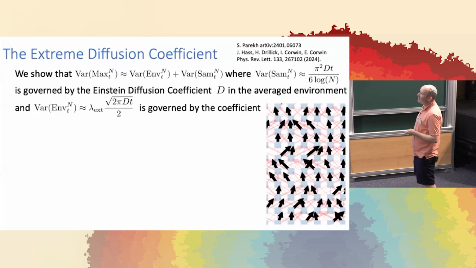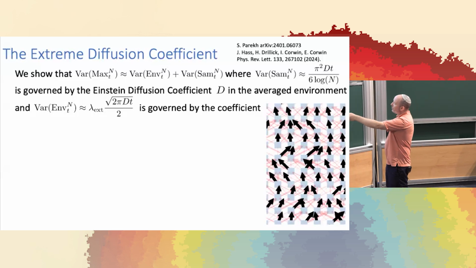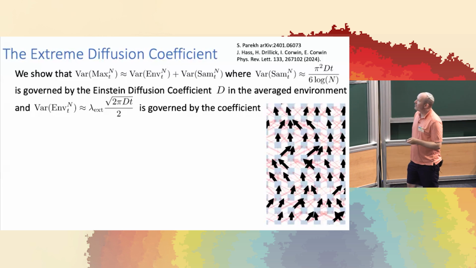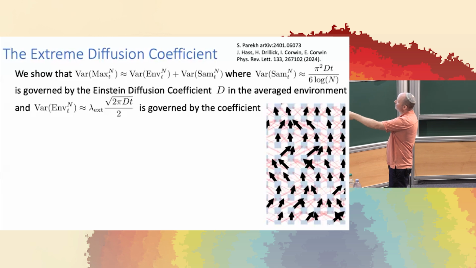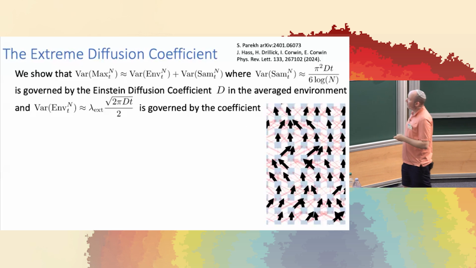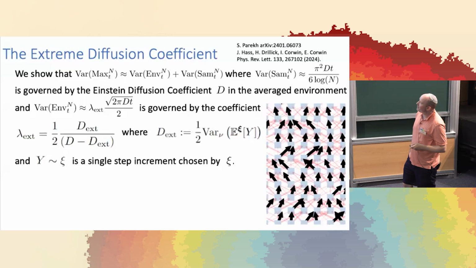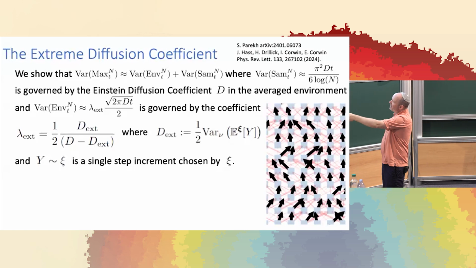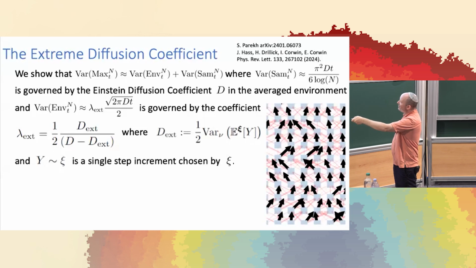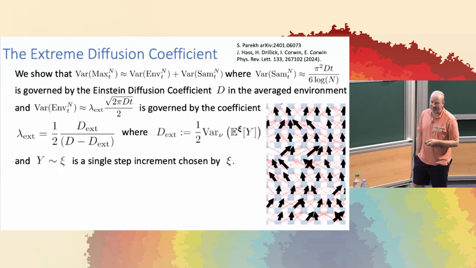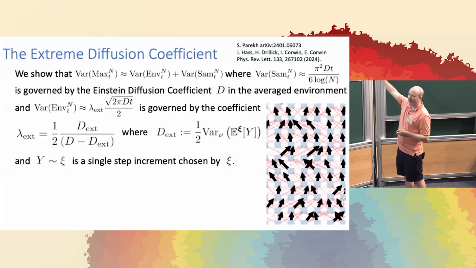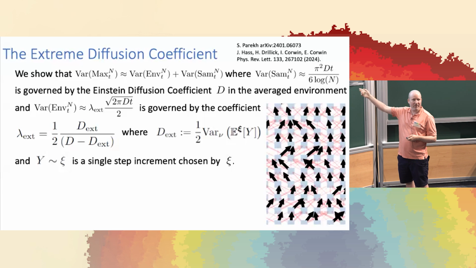Now here's where things get very interesting. The variance due to the environment grows, as I indicated before, with a power law of order t to the 1/2, with a coefficient that depends both on the Einstein diffusion coefficient, d, but also on something new, this lambda x extreme, where lambda x takes a very nice form. It is equal to the ratio of what we call the extreme diffusion coefficient divided by the Einstein diffusion coefficient minus the extreme diffusion coefficient. And what is this extreme diffusion coefficient? It is the variance of the black arrows in the ensemble.